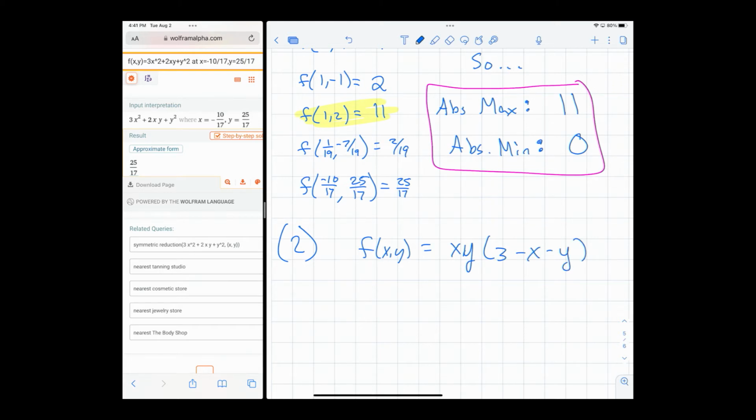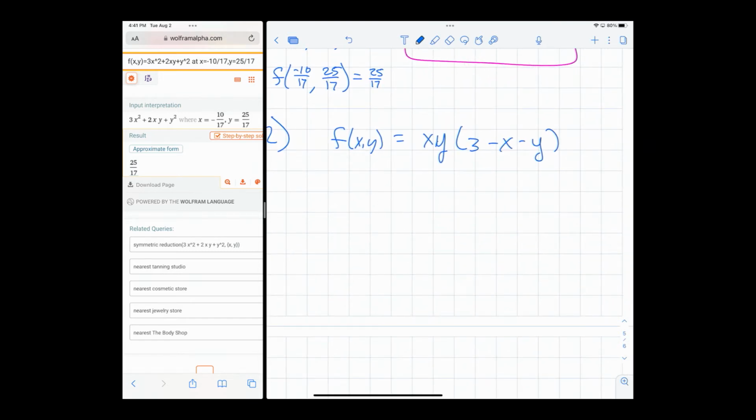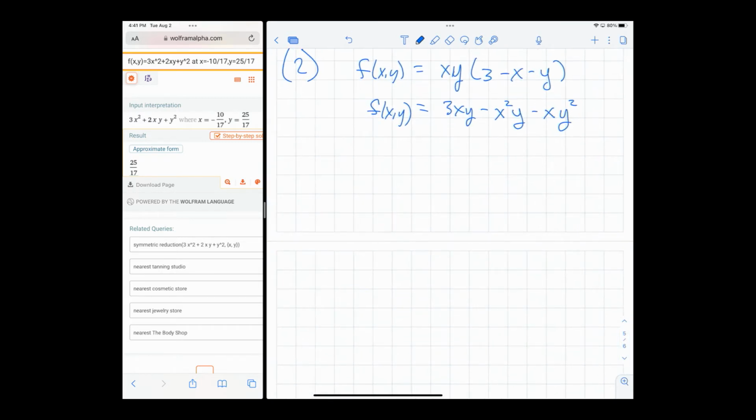Now, to look for critical points, we're going to be taking partial derivatives, and I don't want to take partial derivatives the way this is written. So the first thing I should do is multiply this out. So I've got 3xy minus x squared y minus x y squared, right? So that's my f of x, y. Now we're going to need all the partials, first and second. So let's just find them.